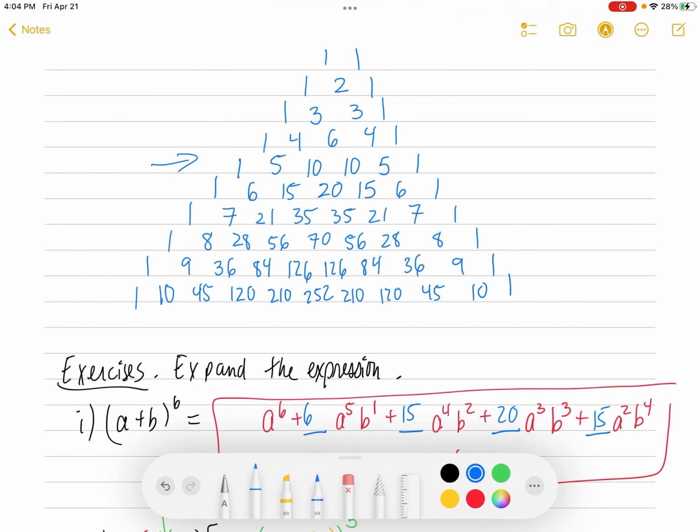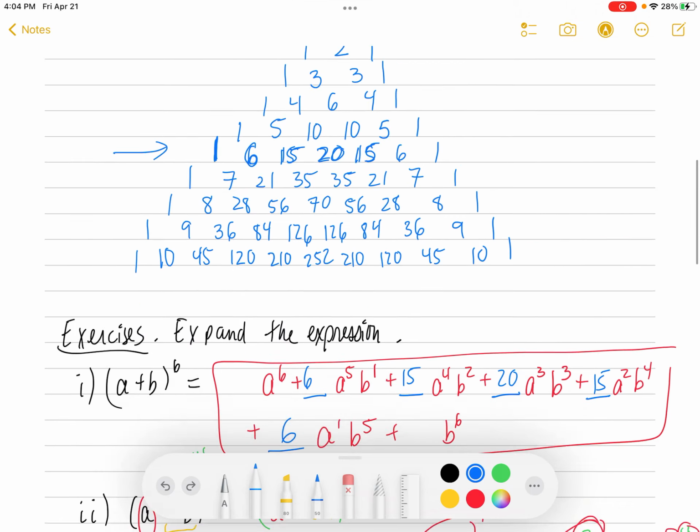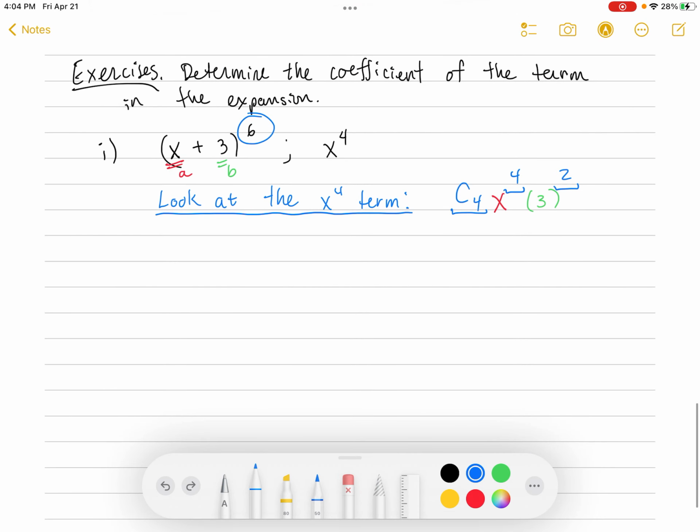So, where are we? We're in the 6th row. Where's the 6th row? We're going to find C4. This would be C0, C1, C2, C3, C4. So C4 is 15. I'm actually going to have here 15. So C4, it's 15. This is in row 6.